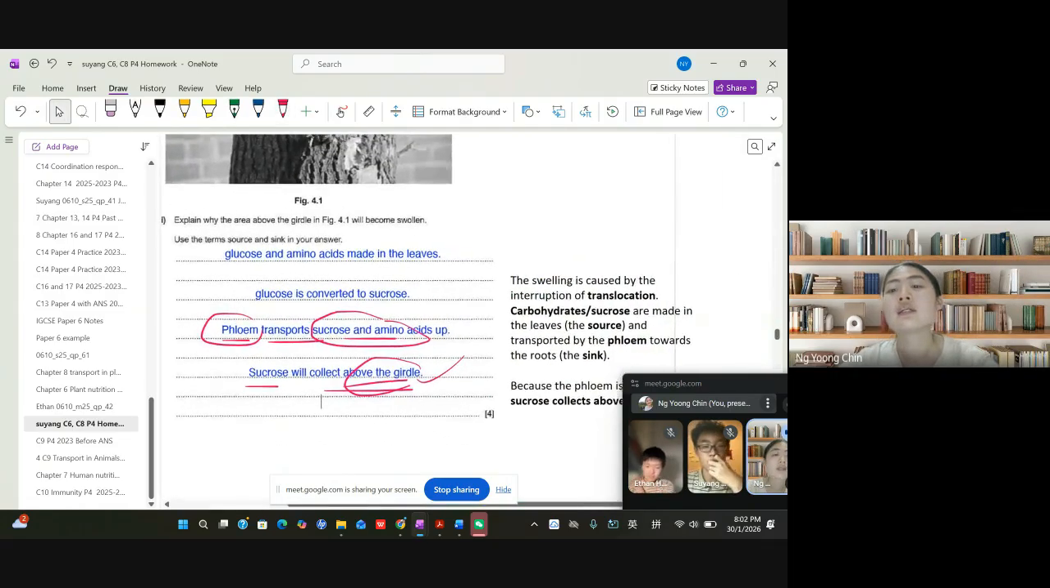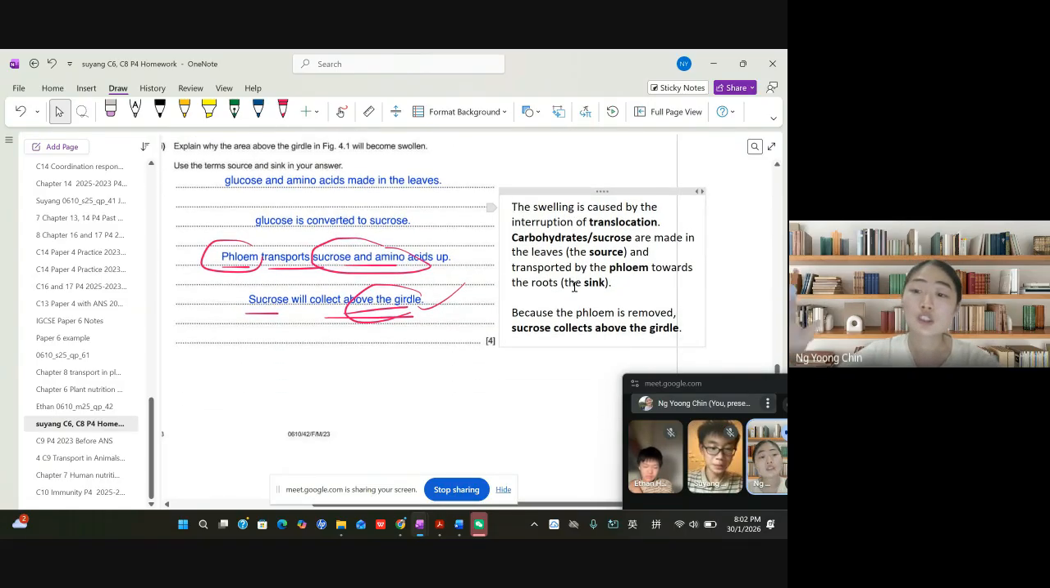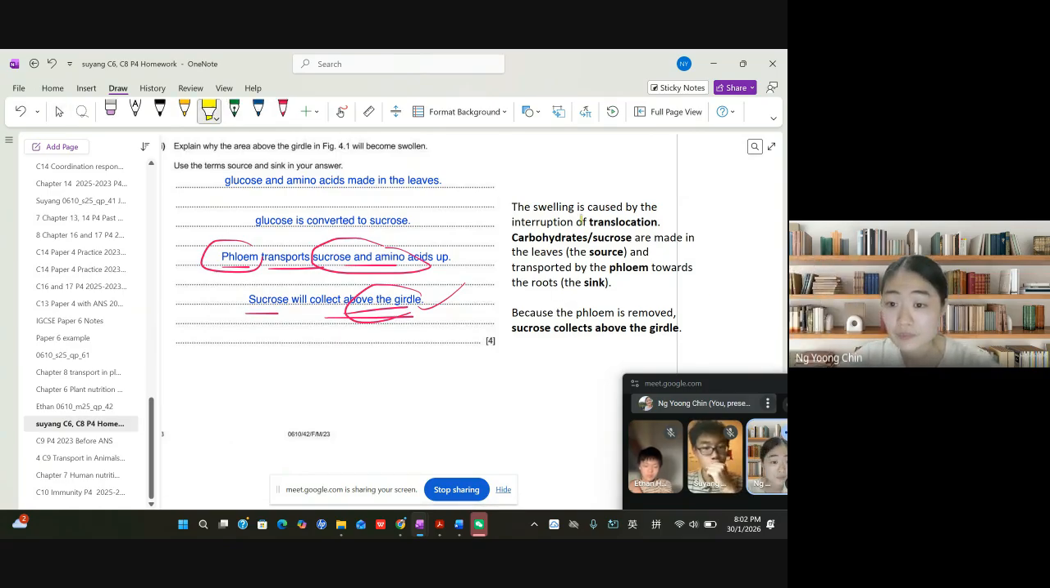So you should say the swelling is caused by what? It's caused by the translocation being interrupted. So that's why you should write about translocation inside your answer. This is a keyword. And then translocation is being inhibited or interrupted, up to you. Translocation is referring to the sucrose, which is made in the leaf and transported by the phloem towards the roots, which is the sink, from the soil to the sink, as what you say.